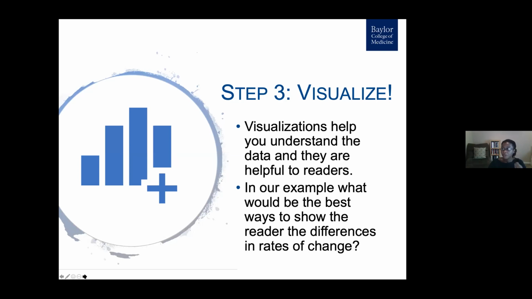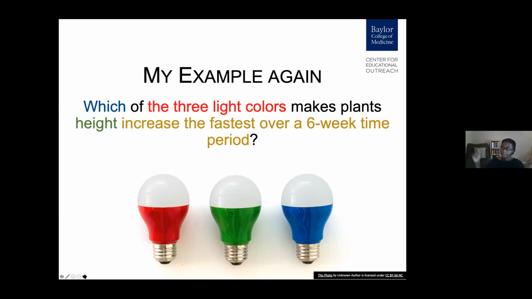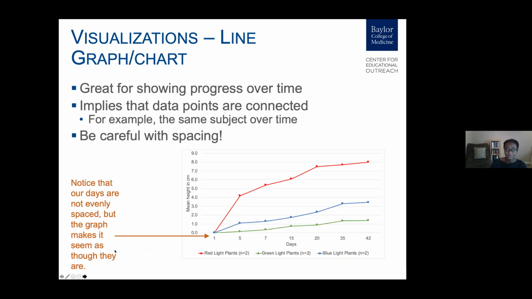So I've noticed that I see a lot of people using the wrong kinds of visualizations. There's a ton out there, but sometimes it's not as helpful as it could be. So again, my example, just to bring y'all kind of back to the beginning. So in this case, line graph makes sense, right? We're looking at things over time. So you want to show progression. It also implies that data points are connected.